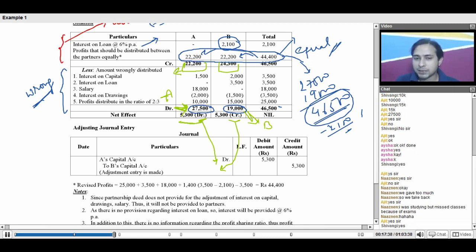Look guys, it is sure that such a question is going to come in the board exam for 3 to 4 marks. So don't lose the marks. This is a pretty solid mark that you are going to get.